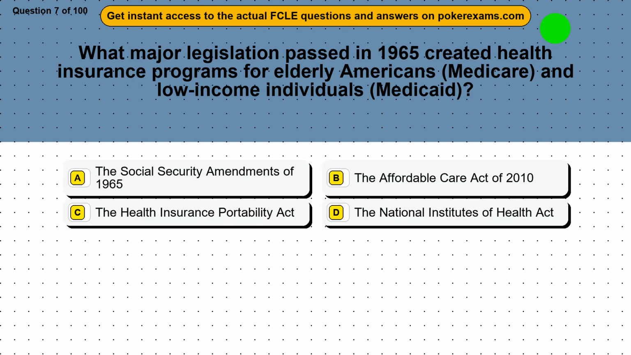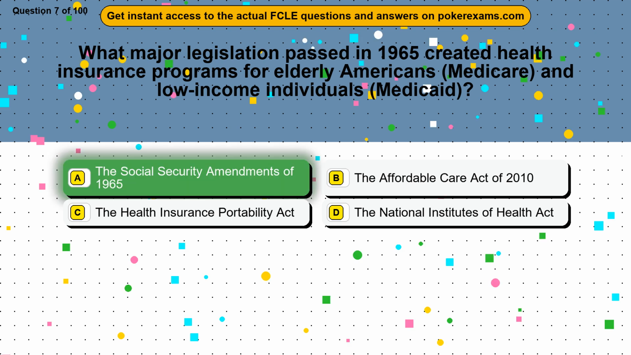Question 7. What major legislation passed in 1965 created health insurance programs for elderly Americans, Medicare, and low-income individuals, Medicaid? Option A. The Social Security Amendments of 1965. Option B. The Affordable Care Act of 2010. Option C. The Health Insurance Portability Act. Option D. The National Institutes of Health Act. The correct answer is option A.